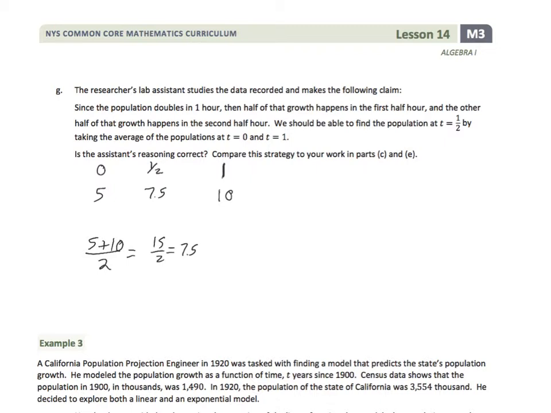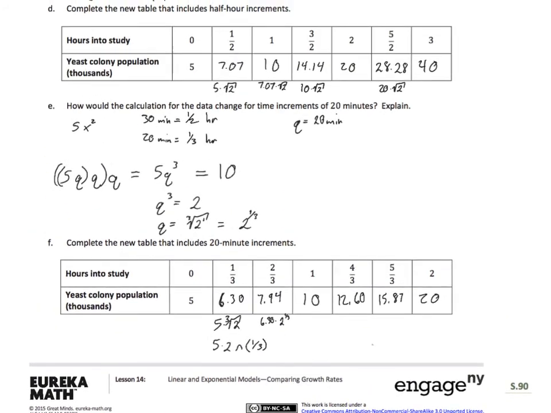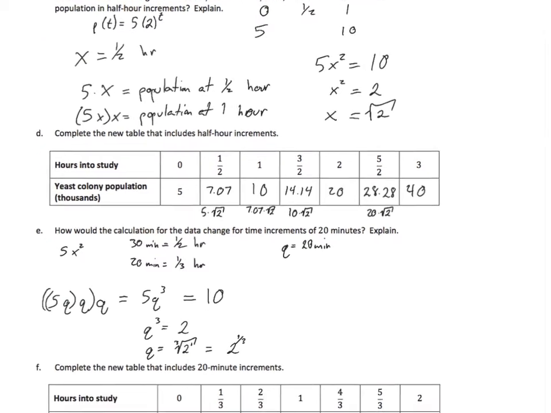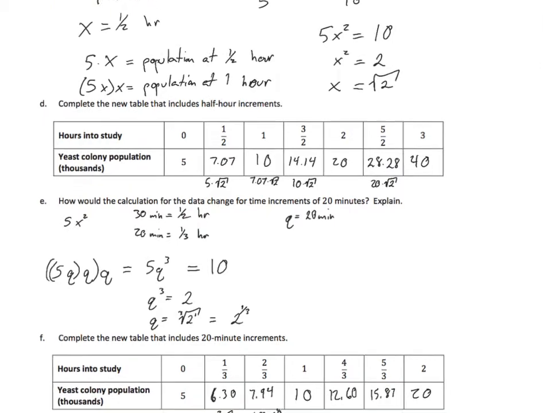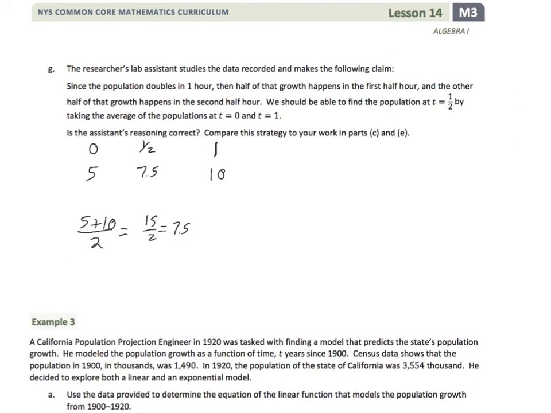But remember, let's look back up here again real quick. I know that that's not necessarily true. At t equals 1/2, that's not 7.5. That's 7.07, which is not 7.5. So I should be getting 7.07. That one's correct. This one does not look correct. But what is going on? So why is this assistant incorrect? We have already said that the assistant's reasoning is not correct.